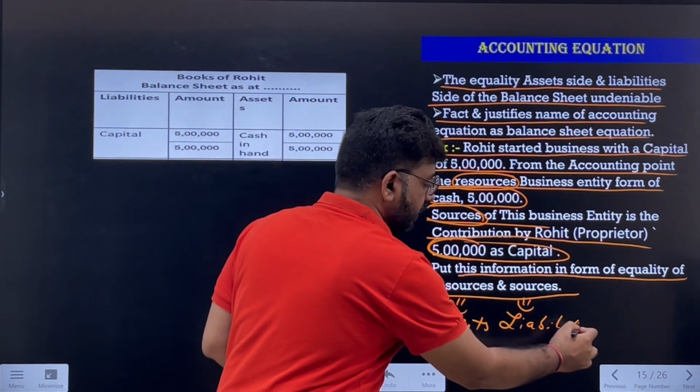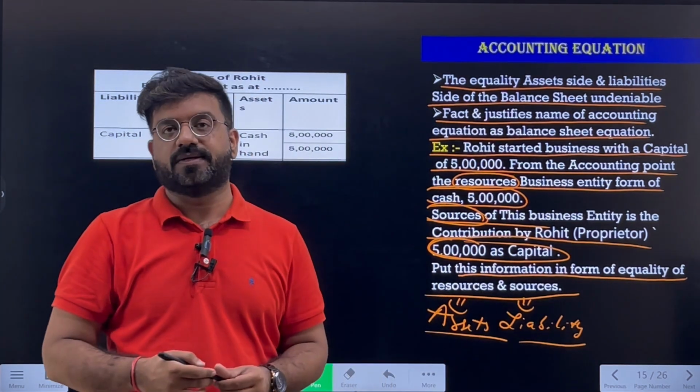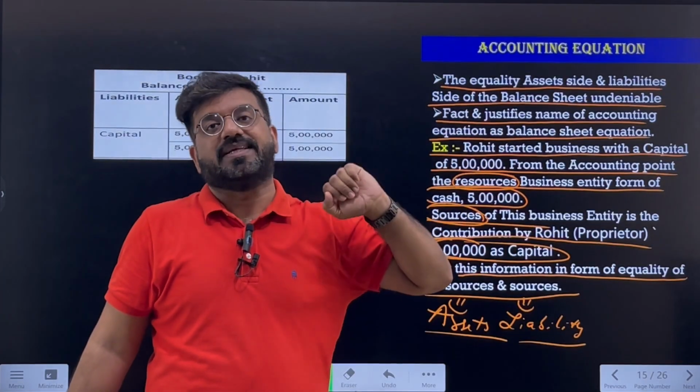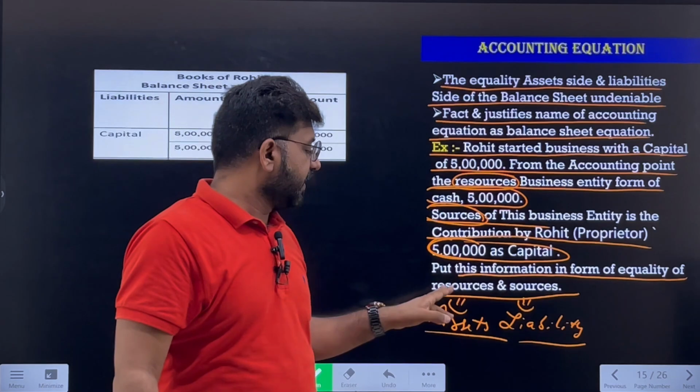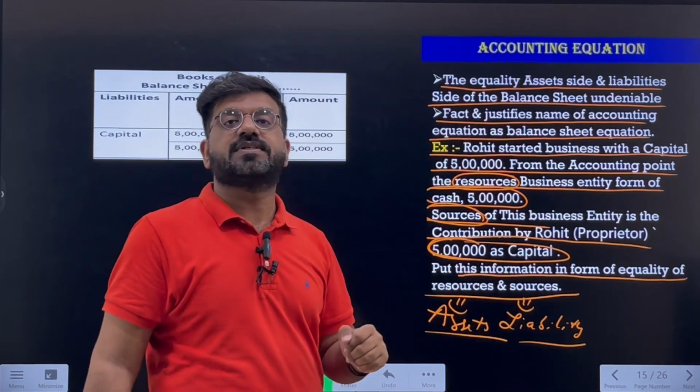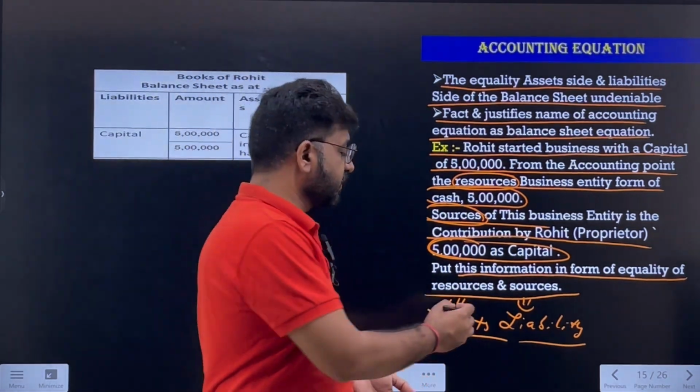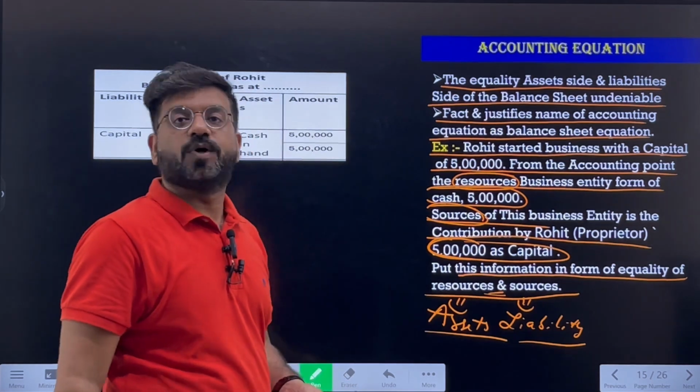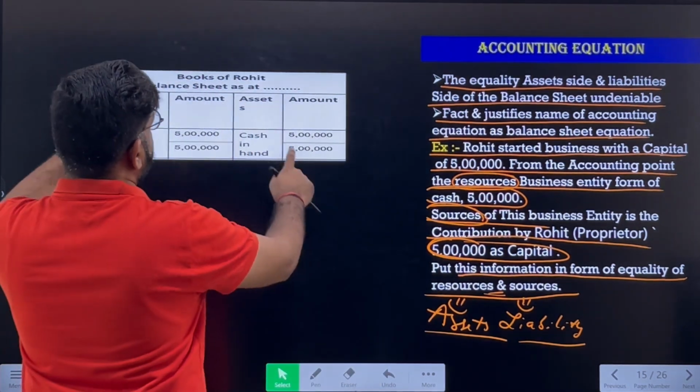Okay, for example, if you want to buy a building, what did you do? You went to the bank, you asked for the loan, you got the loan, and you purchased the building. So the building is a resource which will be useful for you, and the bank loan is a source of money from where you got the money. Is that clear? So that's why it is the equation which involves sources and resources, where these both are always equal.